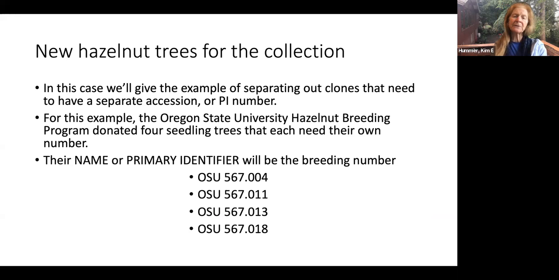For this example, Oregon State University Hazelnut Breeding Program donated seedling trees that each needed their own number. Their primary name, what we're going to be using as the primary identifier, will be the OSU breeding number. That is OSU 567.004 and on down. These are just examples that we'll talk about here.